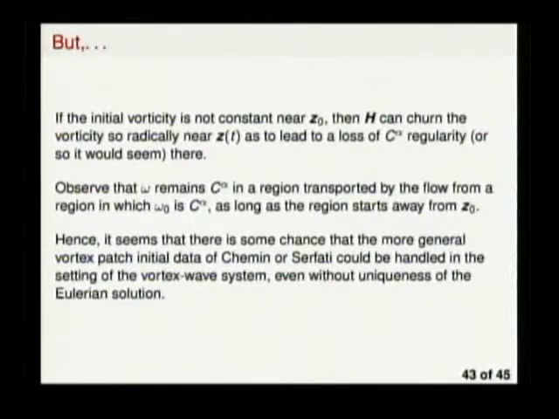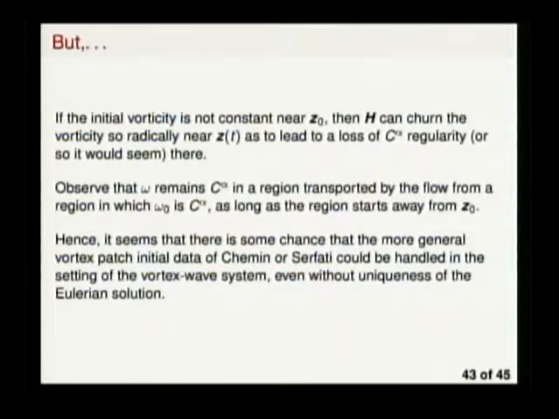More interesting would be to ask the question, can you say anything in the situation where you have a non-unique solution, but you have a solution that's reasonably well behaved? Is there anything you can say if you don't have constancy near the point vortex?